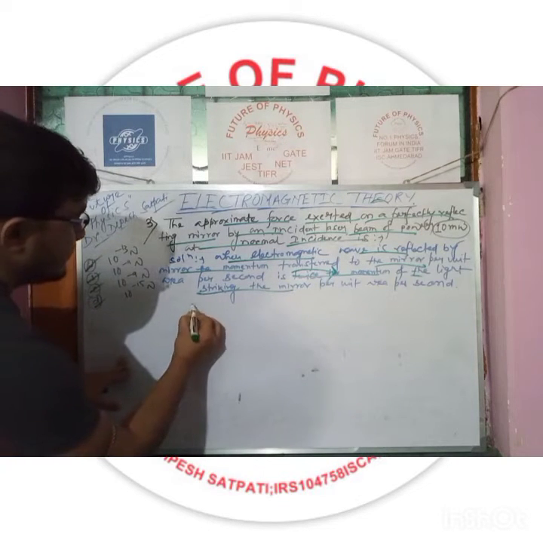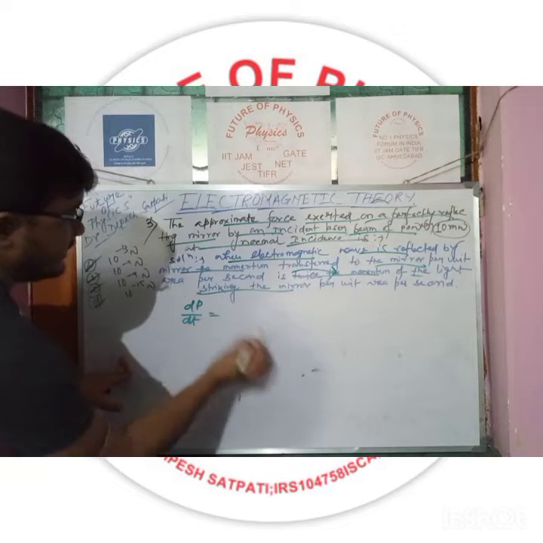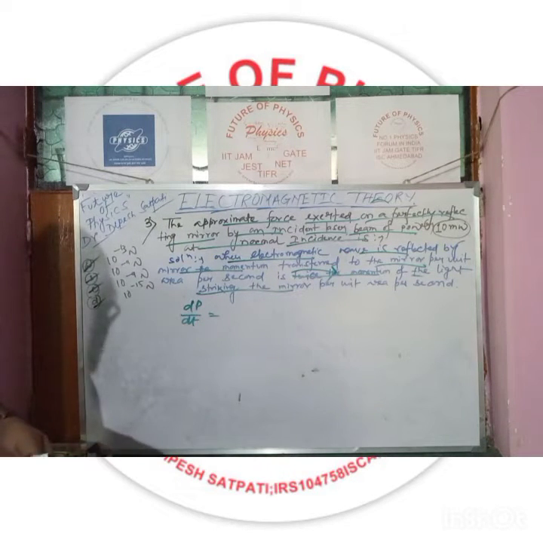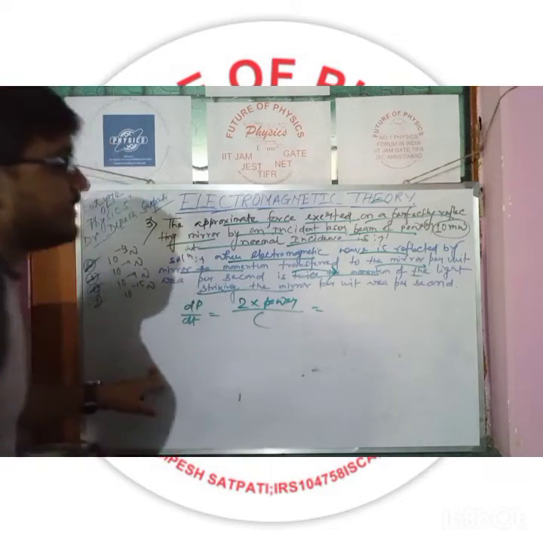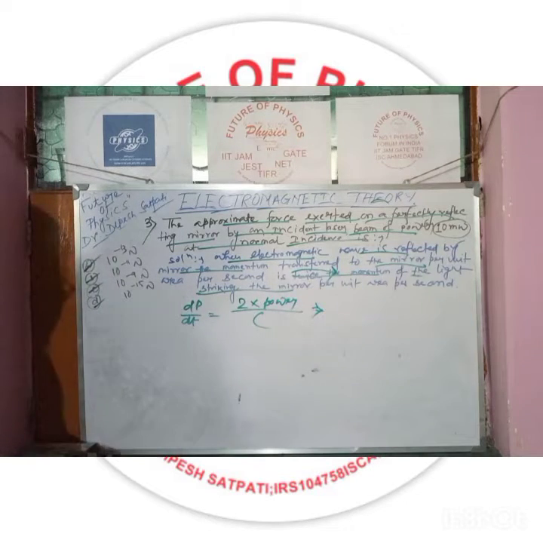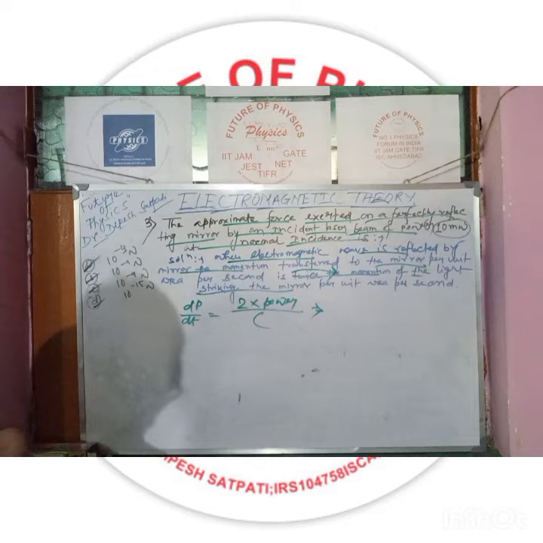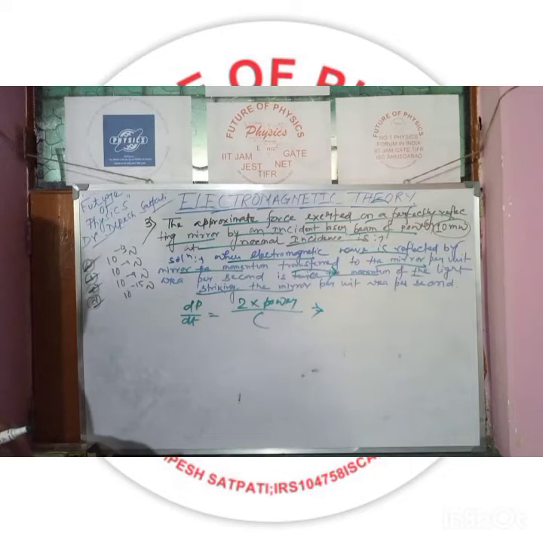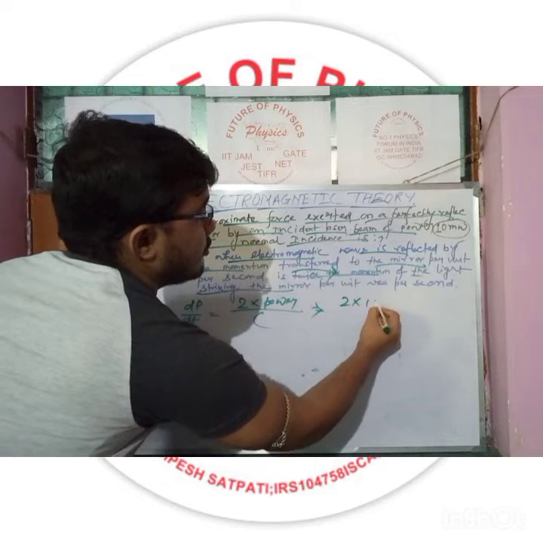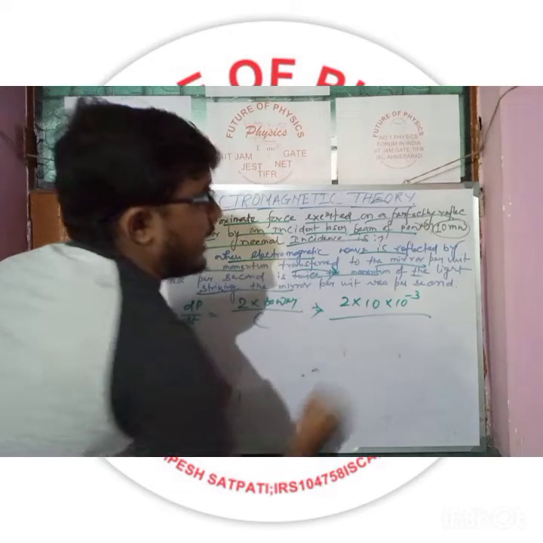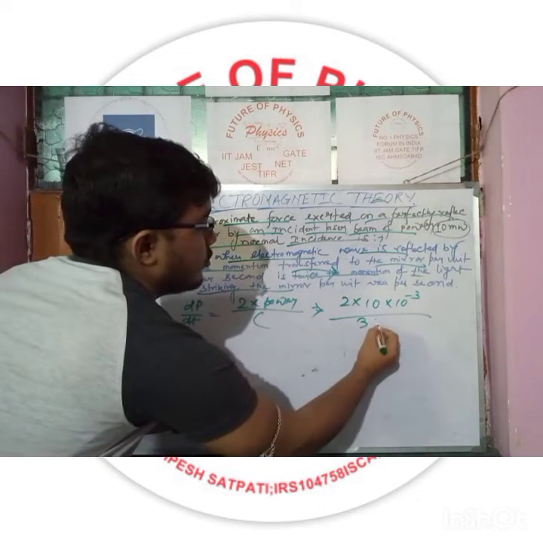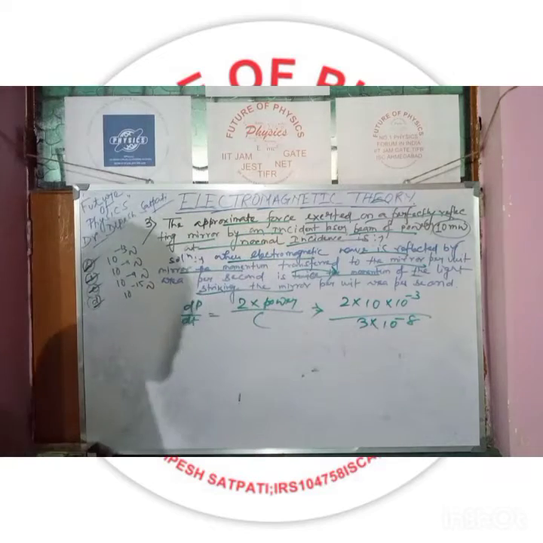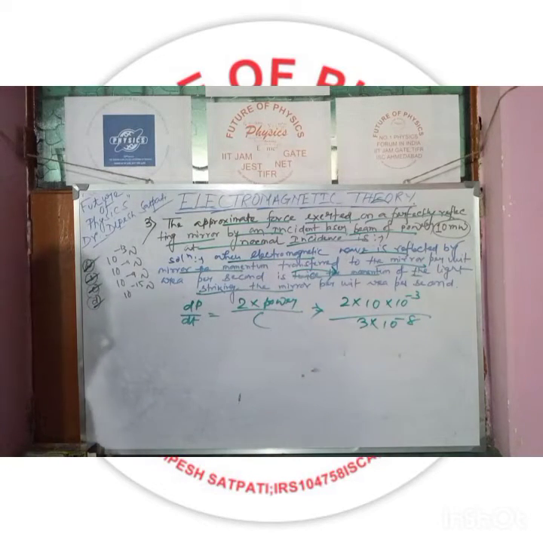Now dp by dt is equal to 2 times power by c. Put the values: 2 into 10 into 10 to the power minus 3, divided by 3 into 10 to the power 8. Now that is 6.6 into 10 to the power minus 11.